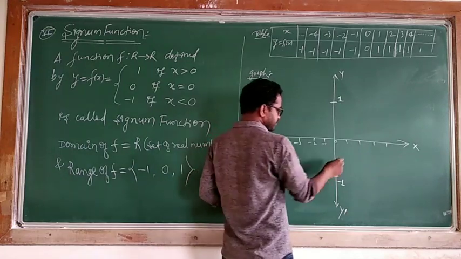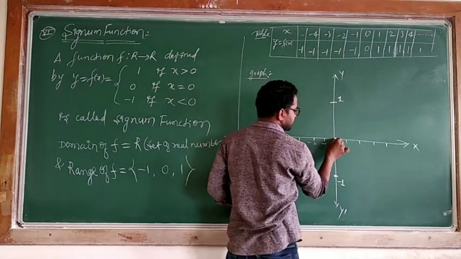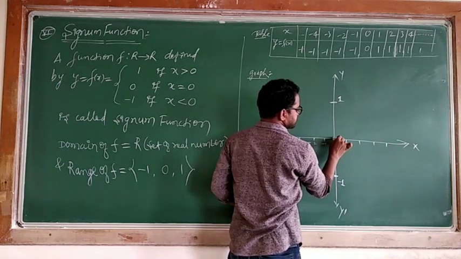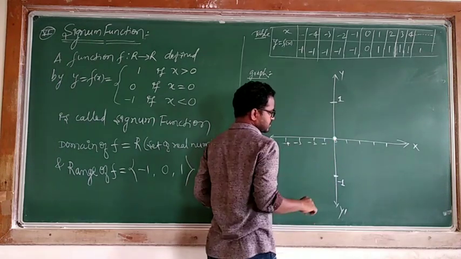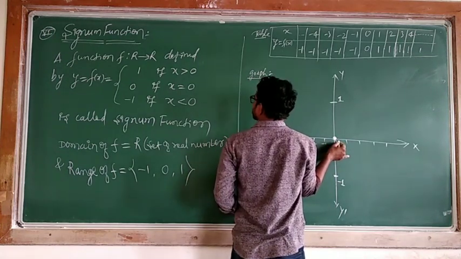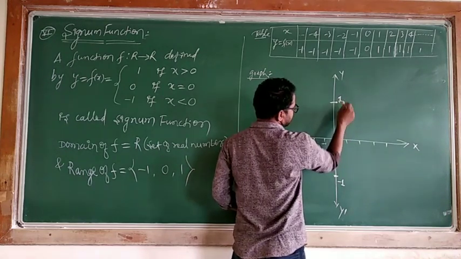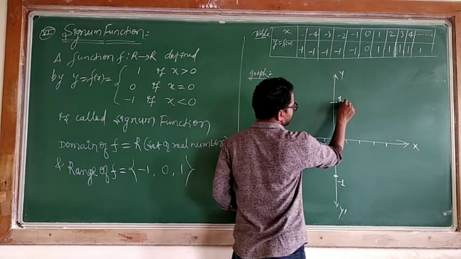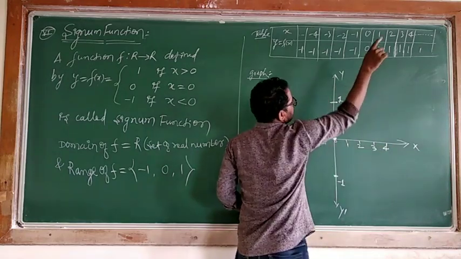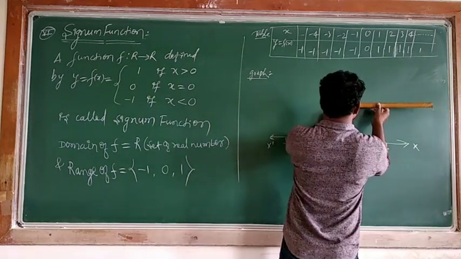Now I will take points. When x is 0, y is 0. Both are 0, so you shade this. If x is 0.1, which is more than 0, then y is 1. 0.2 is more than 0, the point is here. You can take 0.1, or any number more than 0, 1, 2, 3, 4. Whatever number you take, you will get only 1.